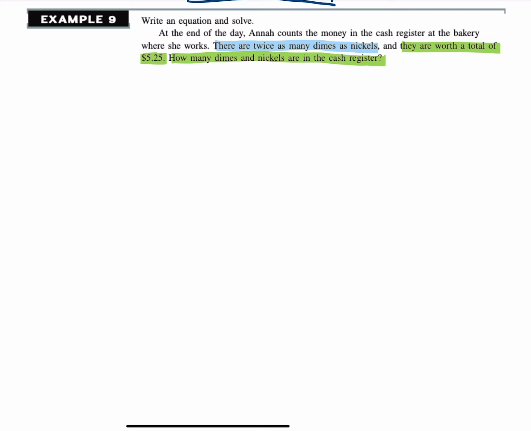So we have some unknowns. Unknown number of nickels, unknown number of dimes. So let's define a variable. I'll just say n be the number of nickels.